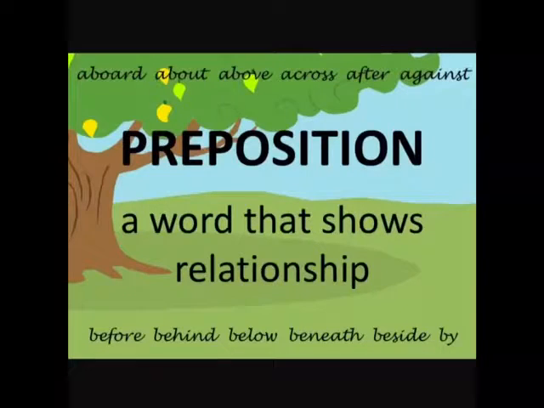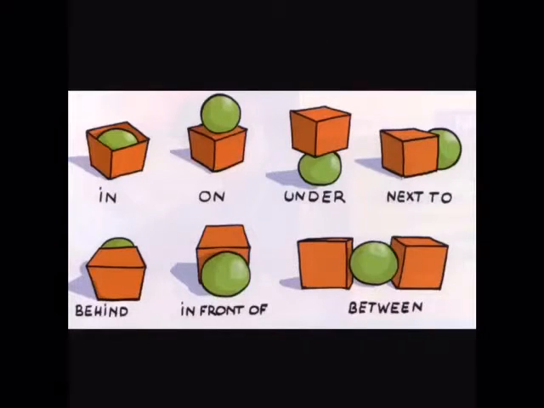Next is preposition. Prepositions are words that show relationships between nouns or objects. They tell us where the nouns are in relationship to each other. A good way to help us understand prepositions is this example here. We see a green ball in a box. Any way you describe the ball in relation to the box is a preposition. The ball may be in the box, on the box, under the box, between the box, and so on. Any way that we are describing the relationship between these 2 objects is the use of a preposition.